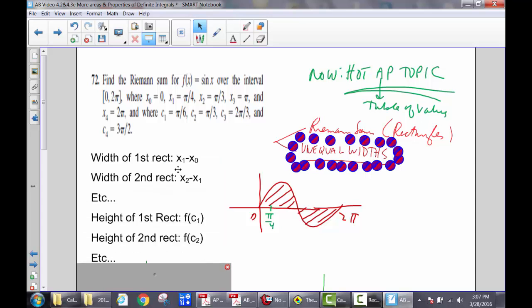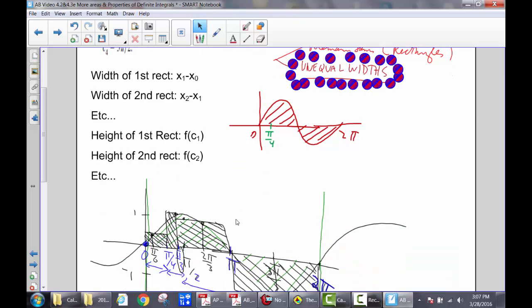Okay, so the width of the first rectangle is x1 minus x0. The width of the next one is pi over 3 minus pi over 4. The height of the first rectangle is f of pi over 6. The next height is f of pi over 3. So here's what we have.